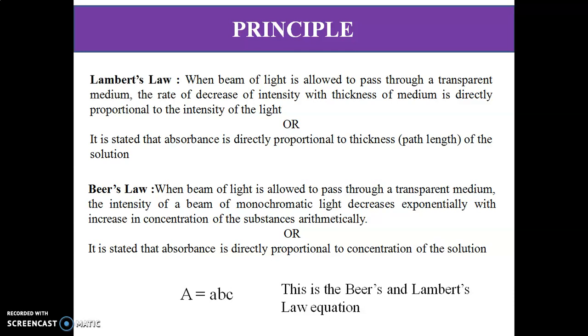And the Beer's law stated that when a beam of light is allowed to pass through a transparent medium, the intensity of a beam of monochromatic light decreases exponentially with increase in the concentration of the substance arithmetically. Or simply it is stated that absorbance is directly proportional to the concentration of the solution. So A = abc. This is the Beer's and the Lambert's law equation we are going to use in the determination of the concentration of the solution.